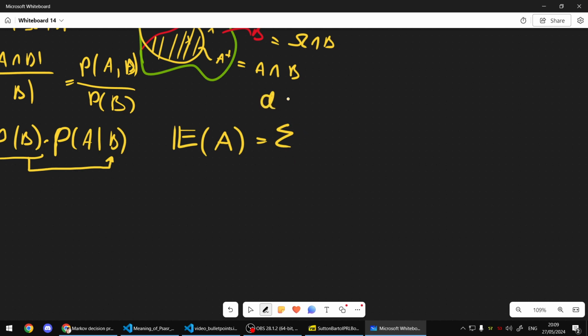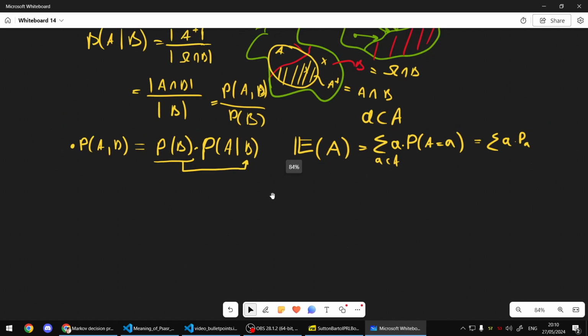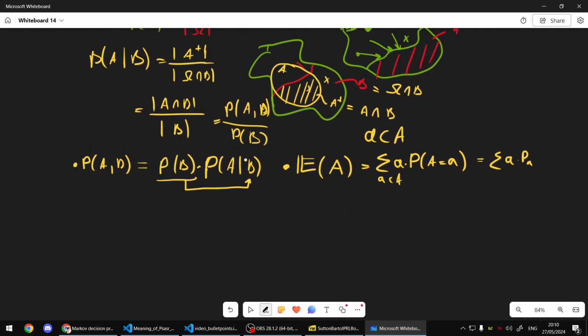But anyway, let's say that a small a in A has the definition of all the A's in A's. So it's a weighted sum of all possible outcomes of A. The weights are set by this probability distribution. So in general it's always like A times some kind of P of A. That will be used a lot.